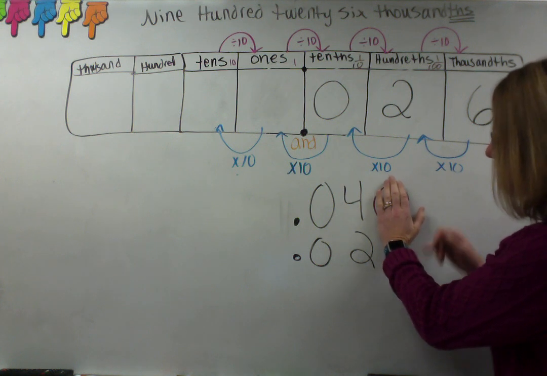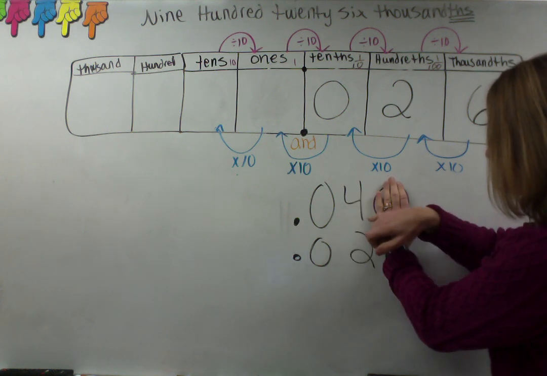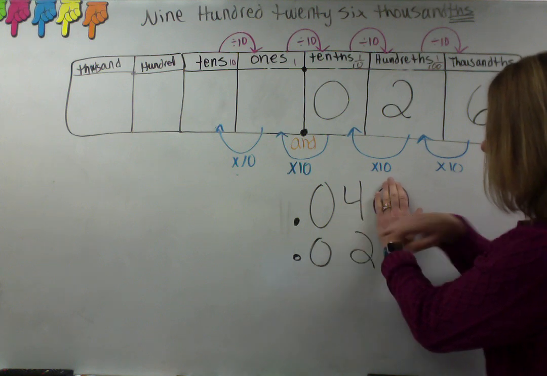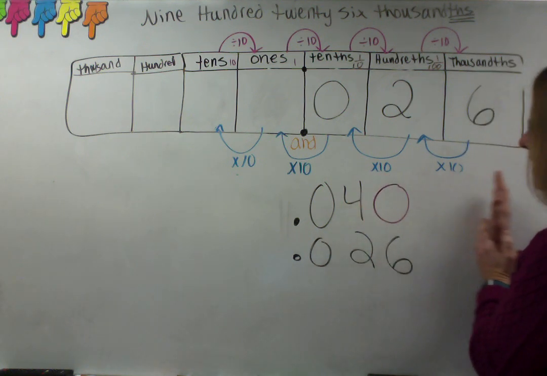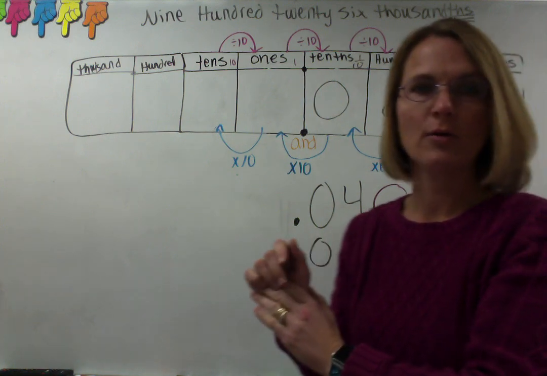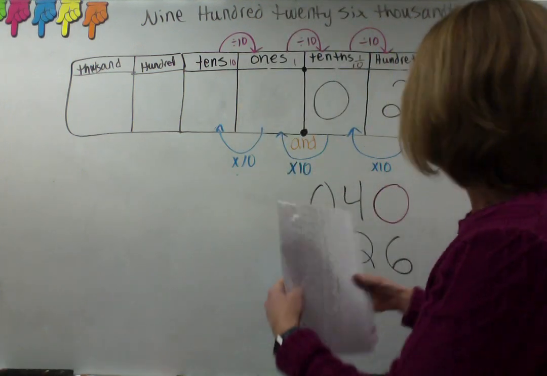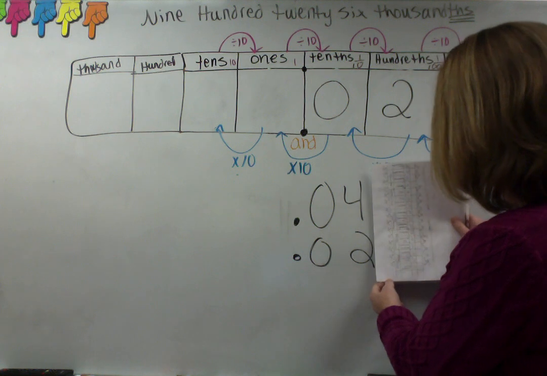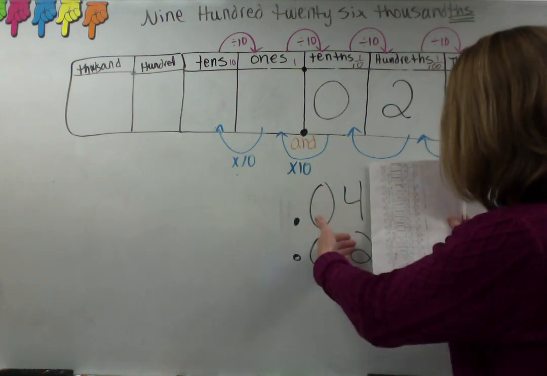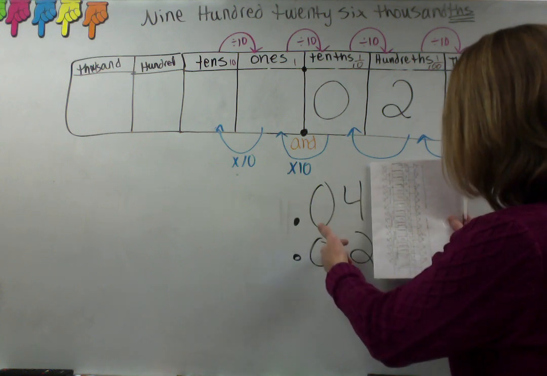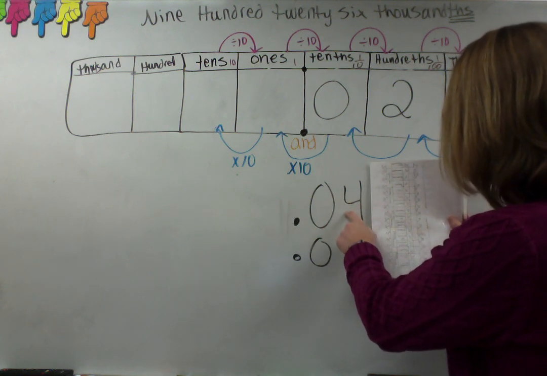Now we look at what the biggest number is in this place. This number is bigger than that number, so I do not need to go any further. The rest of the numbers that come later don't matter, okay? What matters is same, different. So you look at the first place that they're different. The first place that they're different is the tens place. This has 4 tenths and this has 2 tenths, so this number is greater.